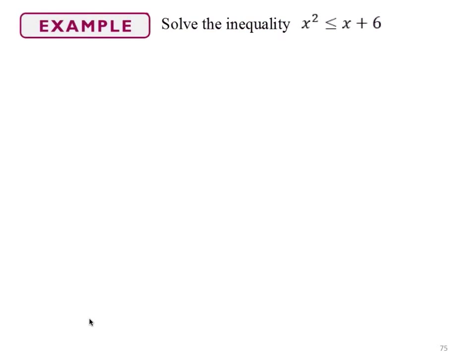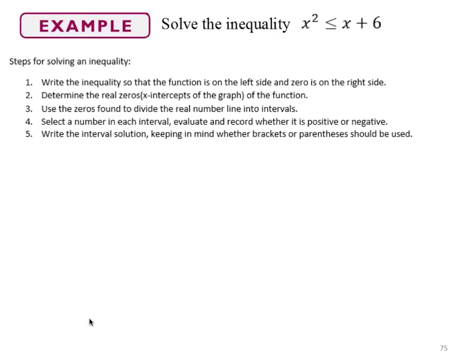And I want to do one last example, solving an inequality. Okay, so if we have a quadratic inequality, there are a couple of different ways you can solve it, but I think that the easiest way is to do the steps that I've outlined here. Okay, and I did several examples last session on this particular topic.